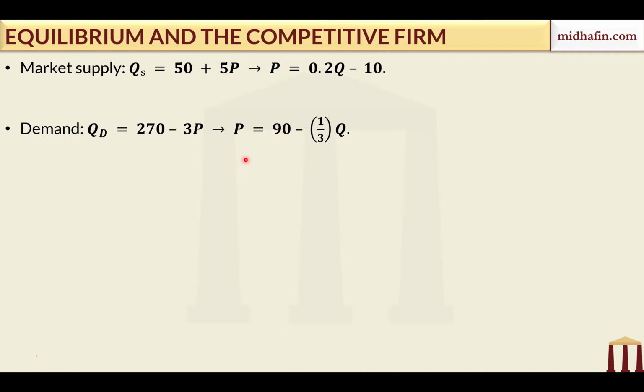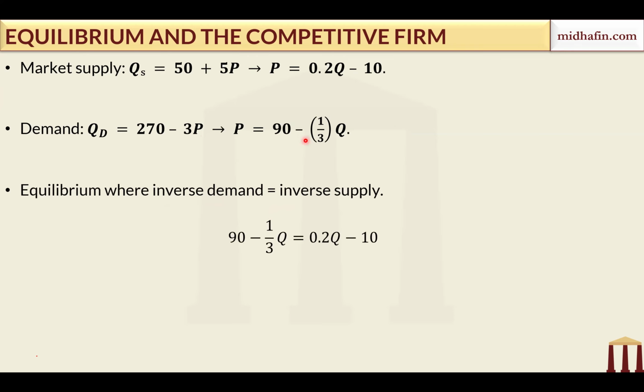So what will be the condition for equilibrium? For equilibrium, the inverse demand should be equal to the inverse supply. So you just equate these two: 90 minus 1/3 Q, the inverse demand, is equal to the inverse supply. Can anyone solve and tell me what is the value of Q that you are getting? I'll wait. Please solve and send me your answers for Q. Basic calculation.